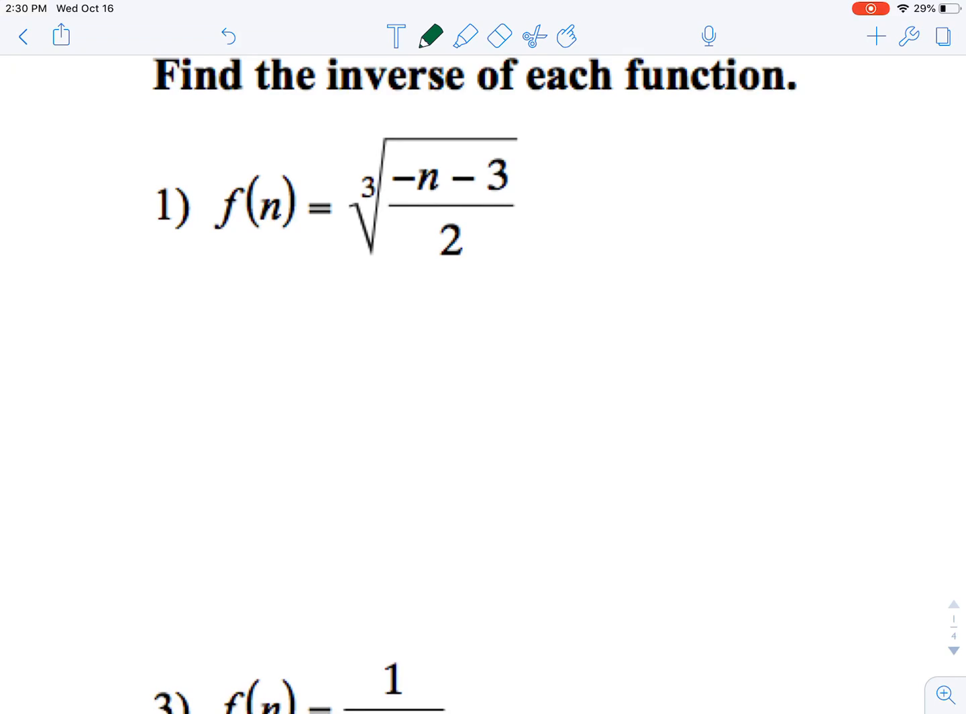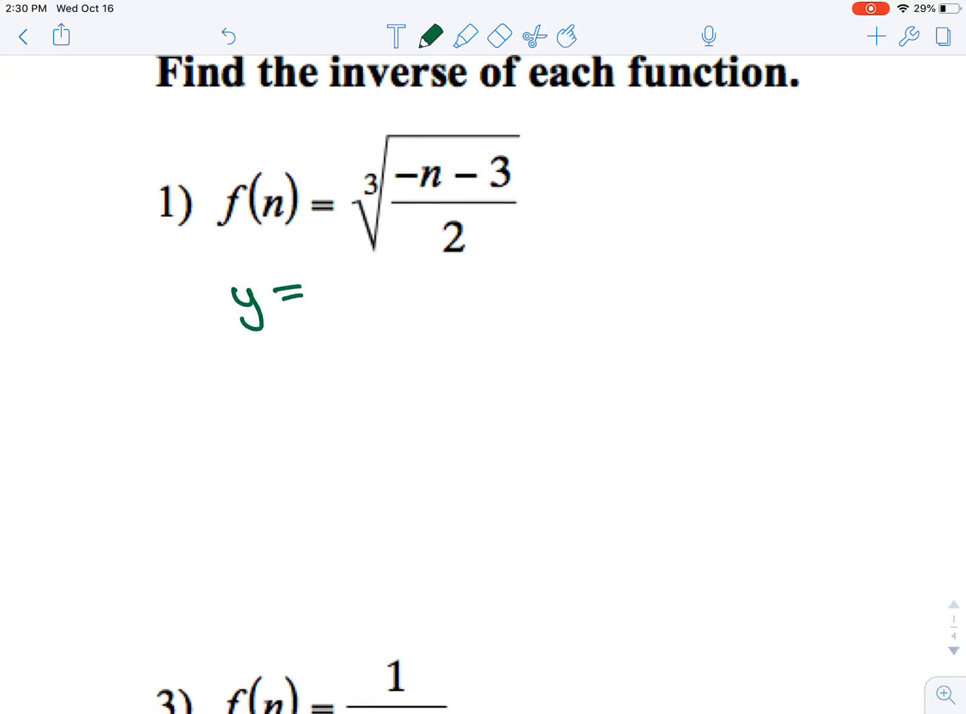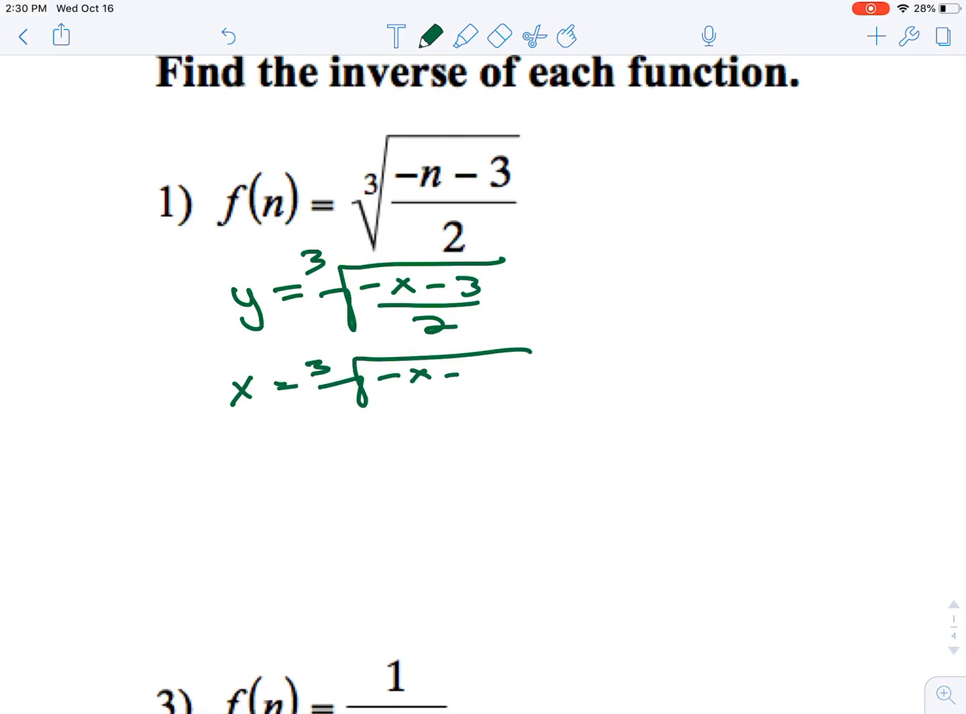So I'm going to start right here. The first thing that I'm going to do is I like to make this Y, and I like to make this X just because I'm more used to that. And then I know I need to switch the two. Oh, I need to make that Y.